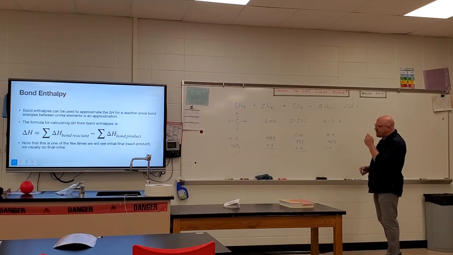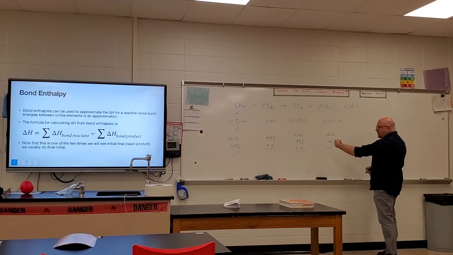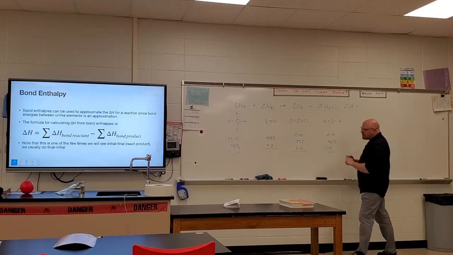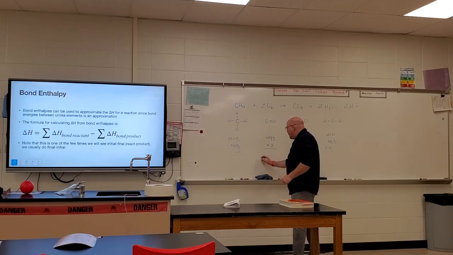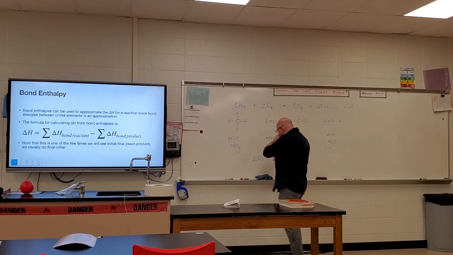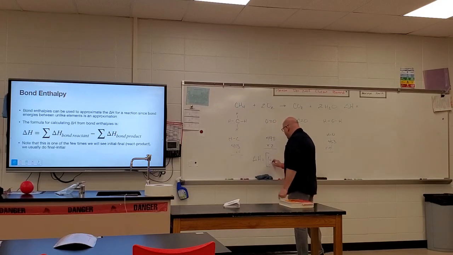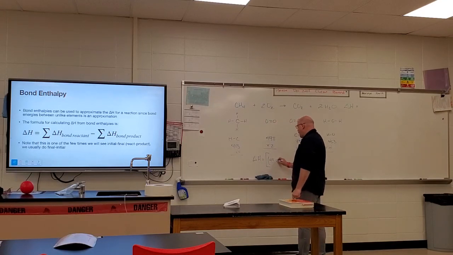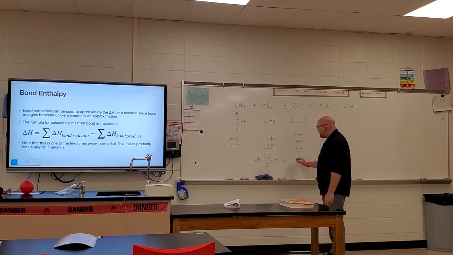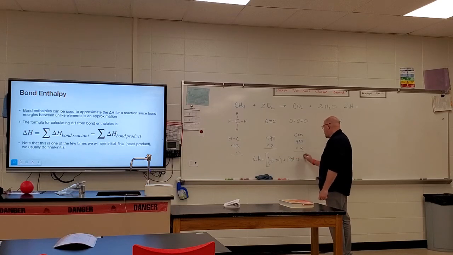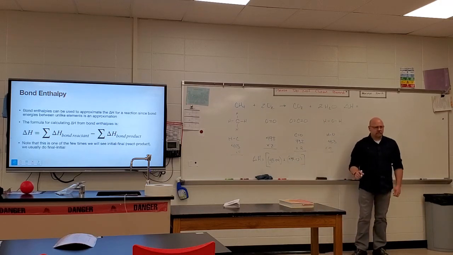Okay, so here's how this works. We basically take these numbers and we plug them into that equation and say, okay, we want the sum of, so our enthalpy of the reaction is going to be the sum of our reactants. So we're going to take 413 times 4 plus 498 times 2. And that takes care of our reactants.